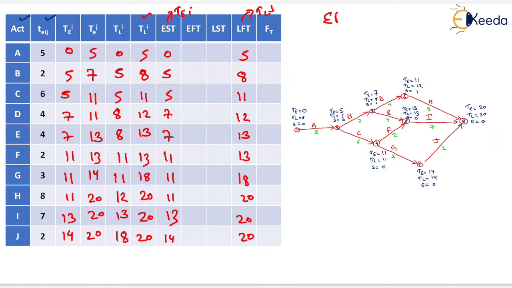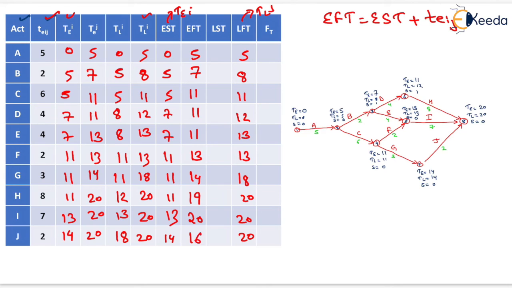Now, we know that EFT will be equal to EST plus activity time, that is TEIJ. So, here we need to add these two values, that is 5 plus 0 equals 5, 2 plus 5 equals 7. Similarly, we can compute all these values, that is 6 plus 5 equals 11, 4 plus 7 equals 11, 7 plus 4 equals 11, 11 plus 2 equals 13, 11 plus 3 equals 14, 11 plus 8 equals 19, 13 plus 7 equals 20 and 14 plus 2 equals 16.